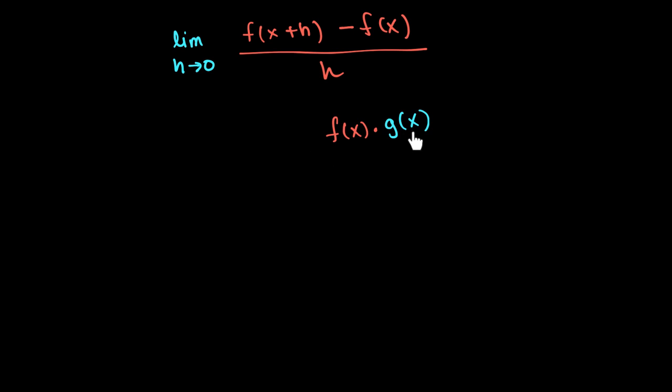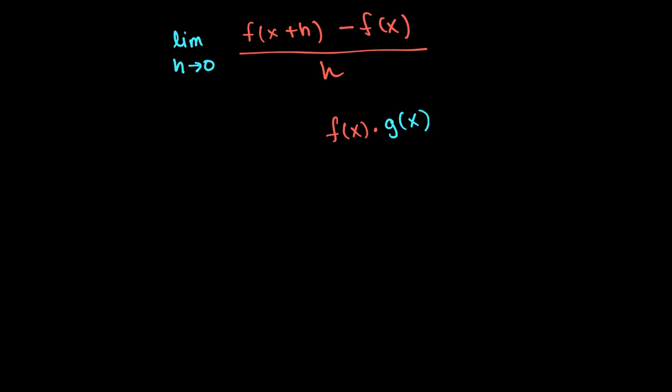So if this is true, we can now rearrange this derivative definition so that this satisfies our new expression f of x times g of x. So instead of writing f of x plus h, now I will be writing f of x plus h times g of x plus h. So this limit definition would turn out to be something like this.